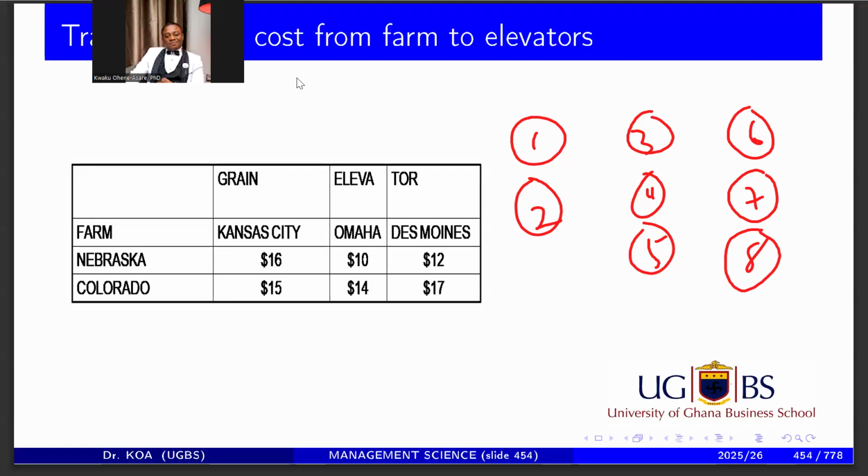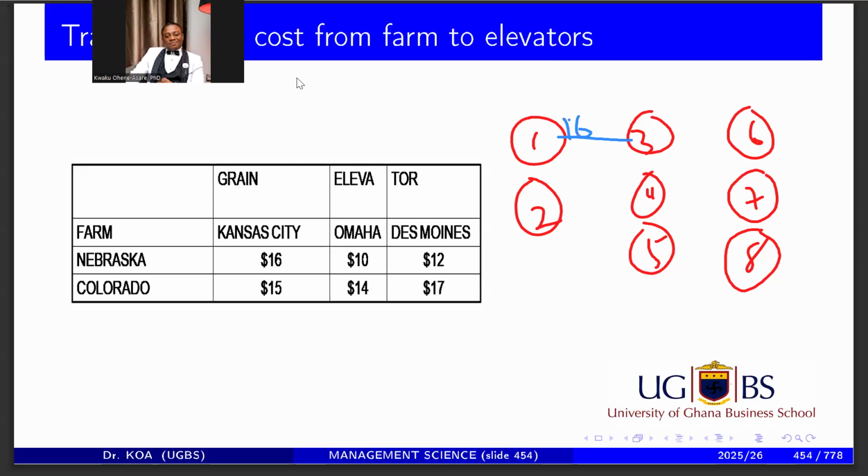This will be X13, isn't it? Do you agree with that? Yes, Doc. And what will be the cost? We are talking about Nebraska to Kansas. It's right on the screen. 16. Good. So you have 16 here.